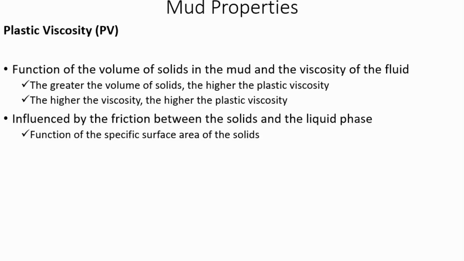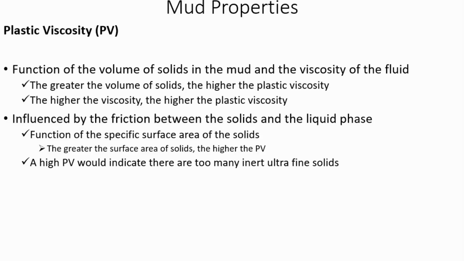Now that indicates it's a function of the size of the solids, because small solids will have a much larger surface area per unit volume than do larger solids. So it's an indication of the very, very fine solids. The greater the surface area of the solids, the higher the plastic viscosity. So a high plastic viscosity would indicate there are too many inert, ultra-fine solids, in other words, very, very small solids.